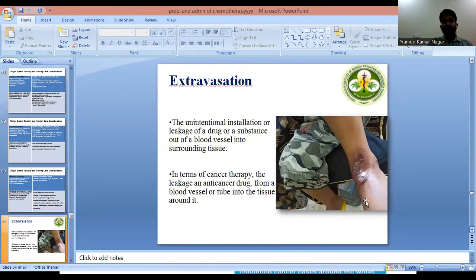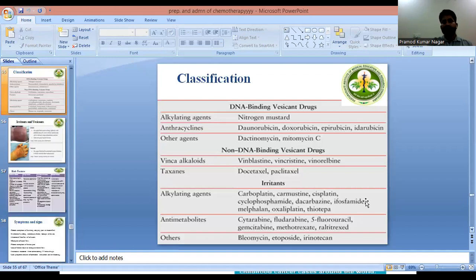Extravasation is the unintentional instillation or leakage of a drug or substance out of a blood vessel into the surrounding tissue. In case of chemotherapy, it is the leakage of an anti-cancer drug from a blood vessel into the surrounding tissue. This is the classification of the drugs: vesicant, non-vesicant, and irritant. DNA binding vesicants include daunorubicin, dactinomycin, doxorubicin. The non-DNA binding ones are vinblastine, vincristine, and the irritants are carboplatin, cisplatin, cyclophosphamide, which come in the category of the irritants.